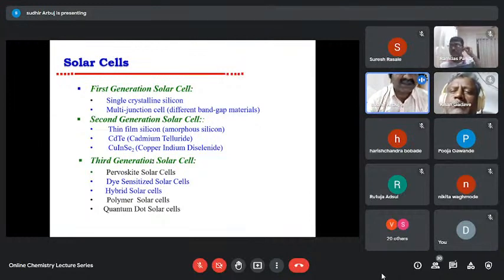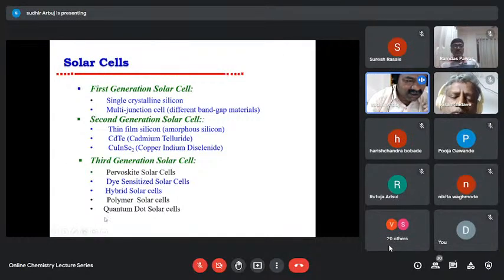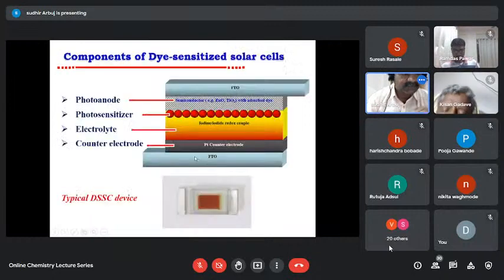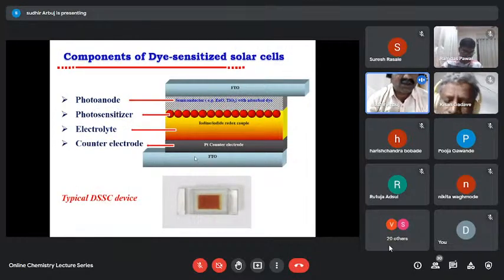Perovskite solar cell, dye-sensitized solar cell, hybrid solar cell, polymer solar cell, quantum dot solar cell. These are the various sensitizer materials which absorb light to generate electricity. All these materials are at the research phase, and the first and second generation materials are already in the market. This is the schematic of how the dye-sensitized solar cell is formed. For a solar cell we require two electrodes, anode and cathode.